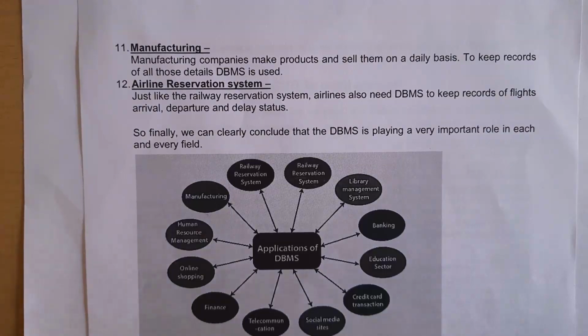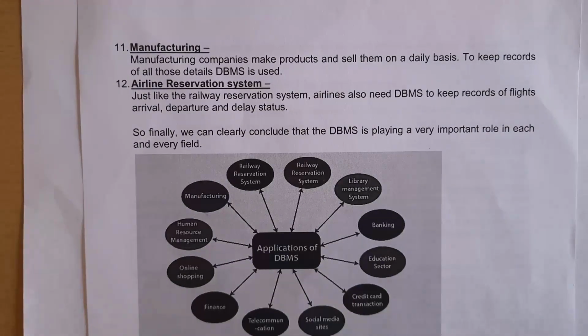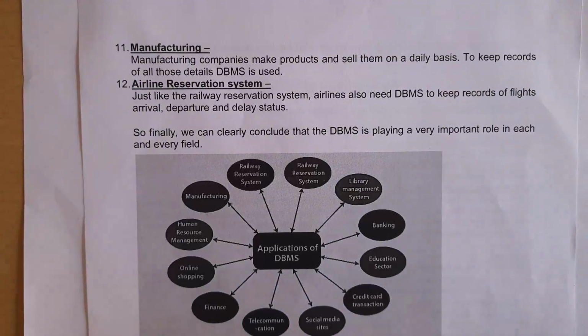And next one is the airline reservation system. It is the same as the railway reservation system. The airline reservation system contains information regarding airline passengers, like the person who purchased a ticket, his name, and at what time he purchased the ticket. It also contains information regarding flights, like at what time a flight will arrive, at what time it will start, and any flight delay status.